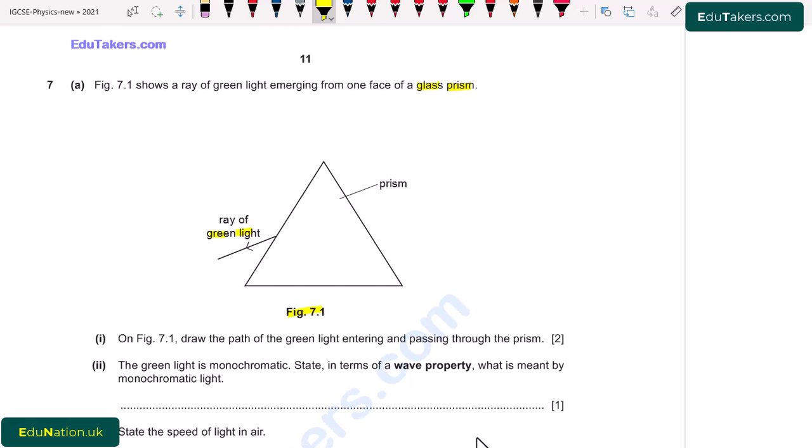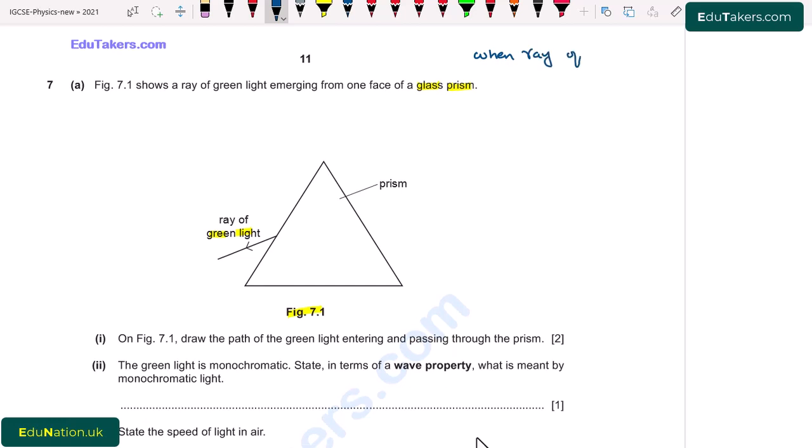So first of all, in this figure we can see that there is air and prism. It means that this prism has higher density, while outside of this prism there is smaller density. So the prism acts as a denser medium, while outside the prism there is a rare medium. And we know that when a ray of light goes from denser to rare medium, it bends away from the normal.